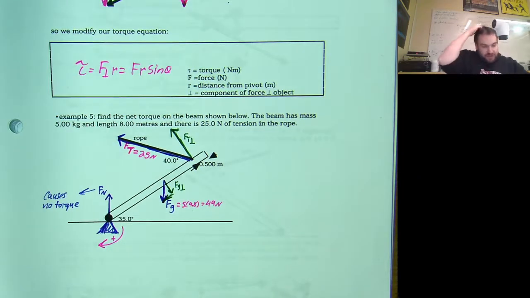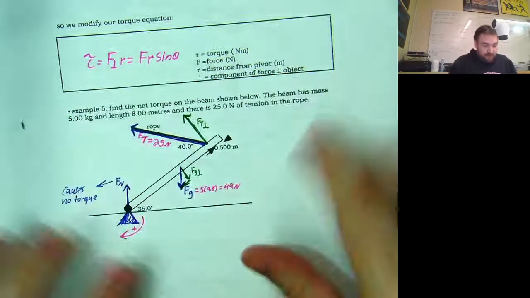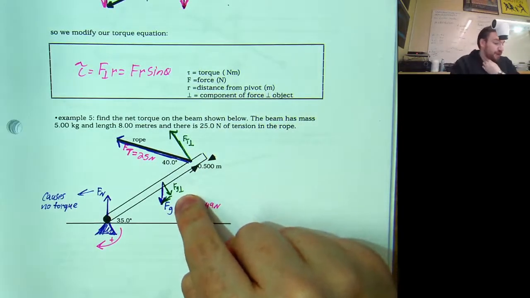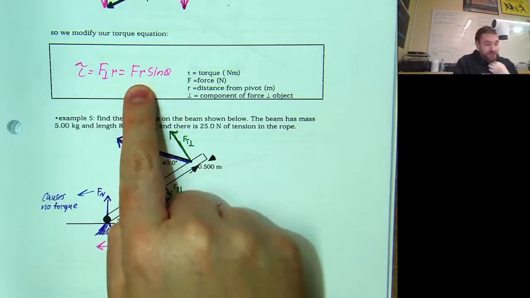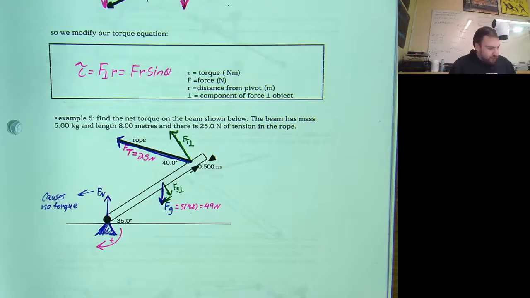Now we can use this. We can use the components. We can use F perpendicular R. We can figure out what Ft perpendicular is and what Fg perpendicular is, or we can go straight to this equation here. Okay. I'll show you what this is going to end up looking like.